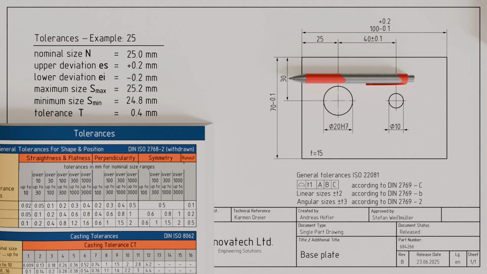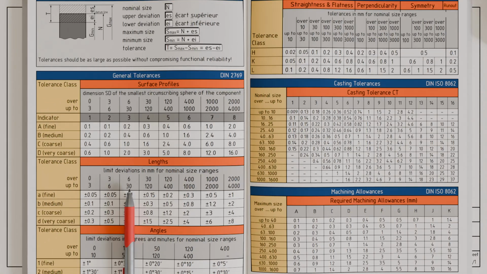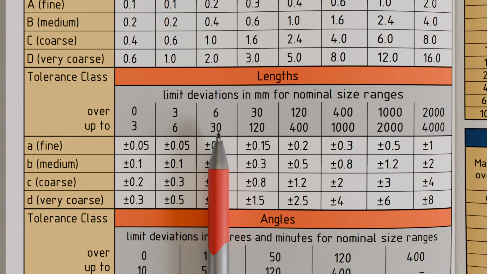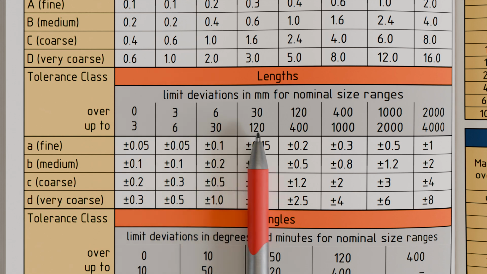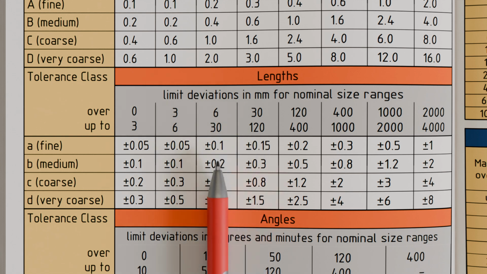As a further example, consider the vertical edge distance of the hole centers with a nominal size of 30 mm. The question is now in which nominal size range we find the corresponding deviations. Should we look in the range over 6 to 30 mm or in the range over 30 to 120 mm? In case of doubt, it is generally advisable to choose the smaller deviations, as this automatically ensures that the larger deviations are also met. In fact, this is also the correct decision.